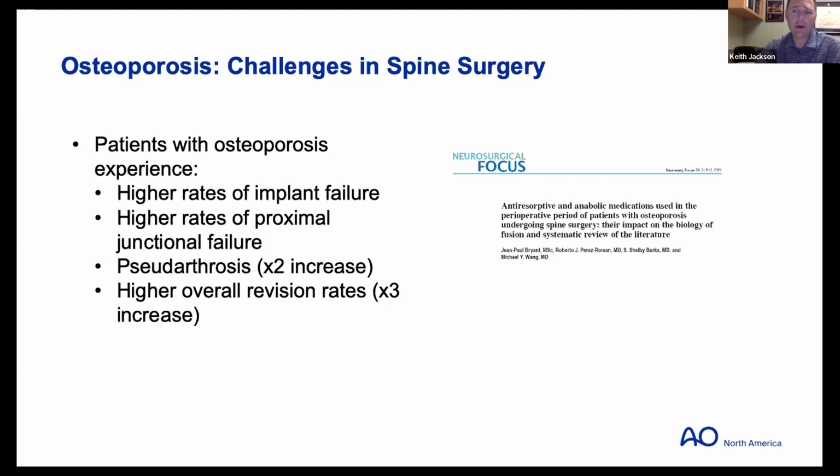The reason why we care about this as spine surgeons is because it's been correlated with higher rates of implant failure, higher rates of proximal junctional kyphosis. It doubles the rate of pseudoarthrosis and triples the rate of overall revisions if not addressed preoperatively. And so it really challenges many of the instrumented cases, particularly the long segment or deformity type cases that we're doing more and more of.